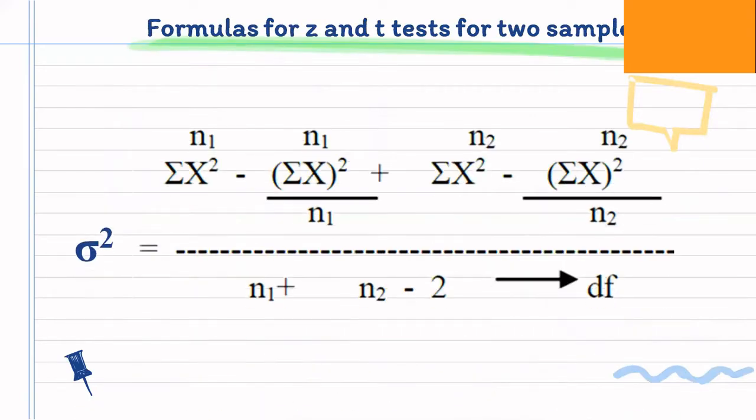Okay, if the variance is not known, we use this formula. Here below in the denominator, you'll find the df or the degrees of freedom. It is found by adding the two ends, or the size of the samples, and then subtracting 2 from it, and you get the degrees of freedom.